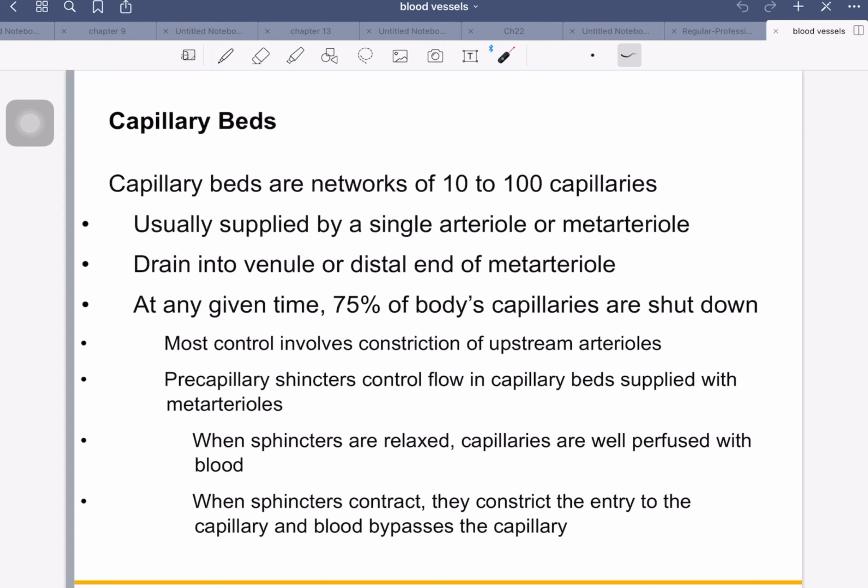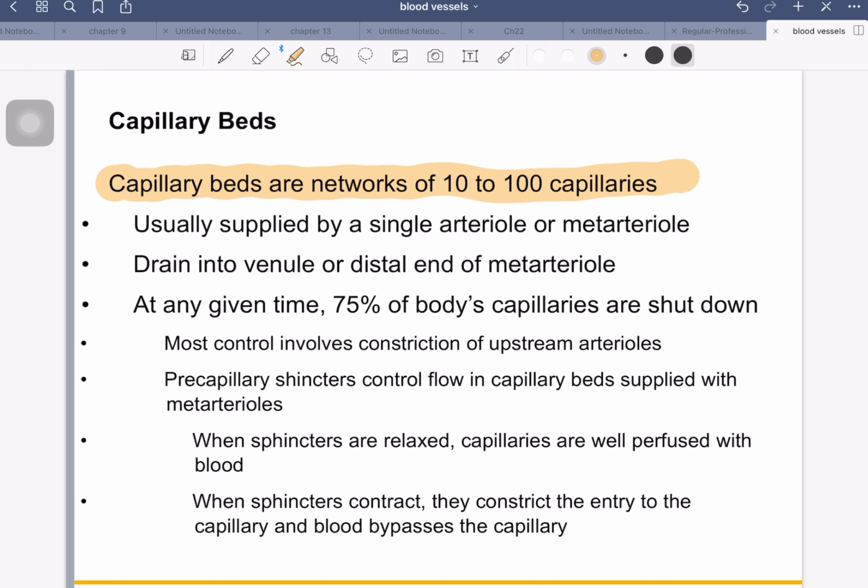In this video, we'll talk about the basics of capillary beds. So when we're talking capillary beds, we're looking at these networks of very small vessels which will allow exchange between the blood and the surrounding tissue. And when we talk about a capillary bed, we're looking at a network of about 10 to 100 individual capillaries.